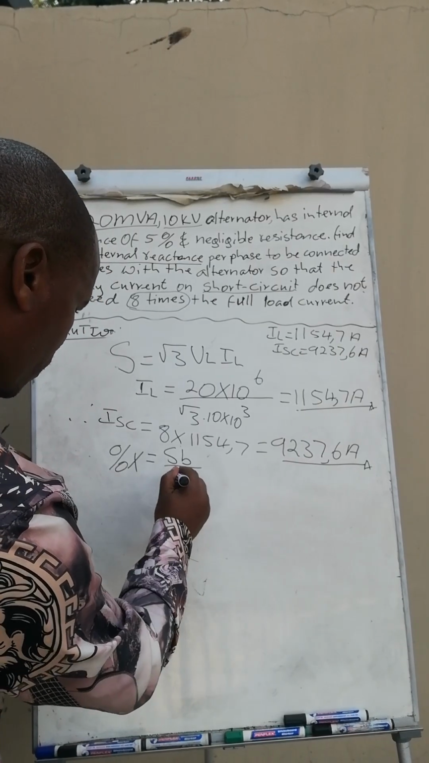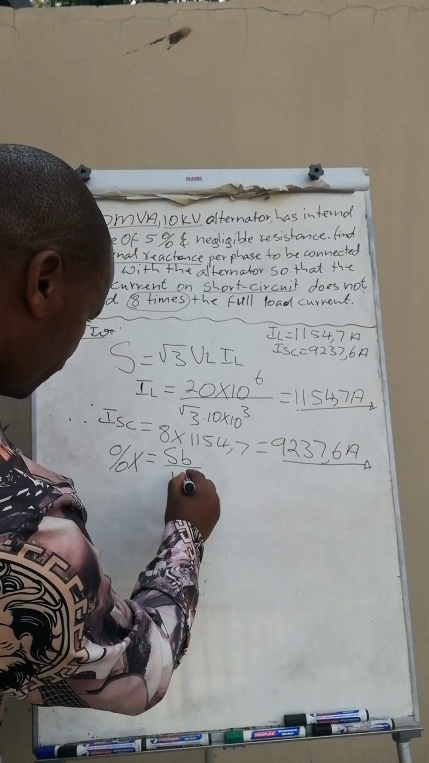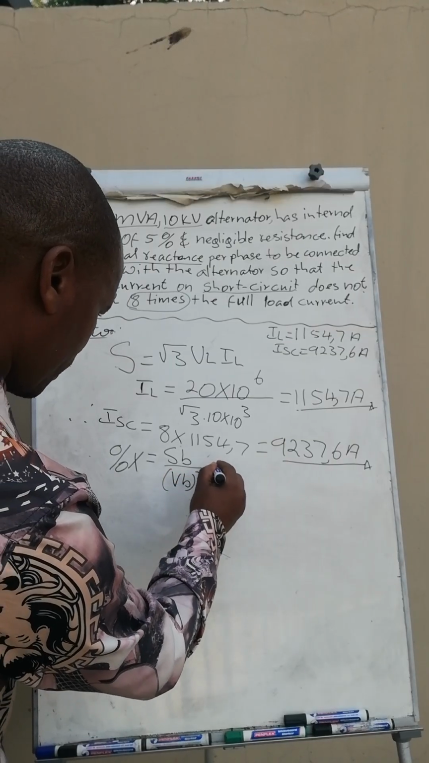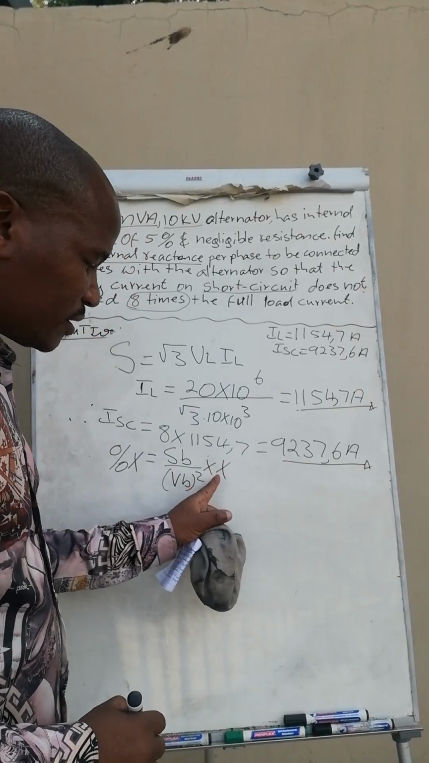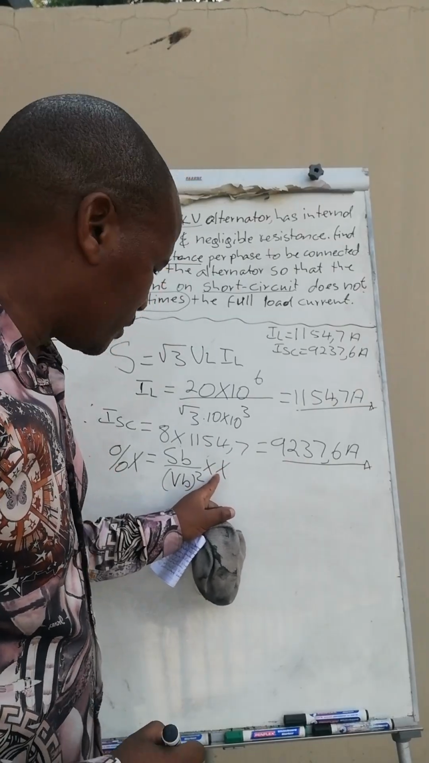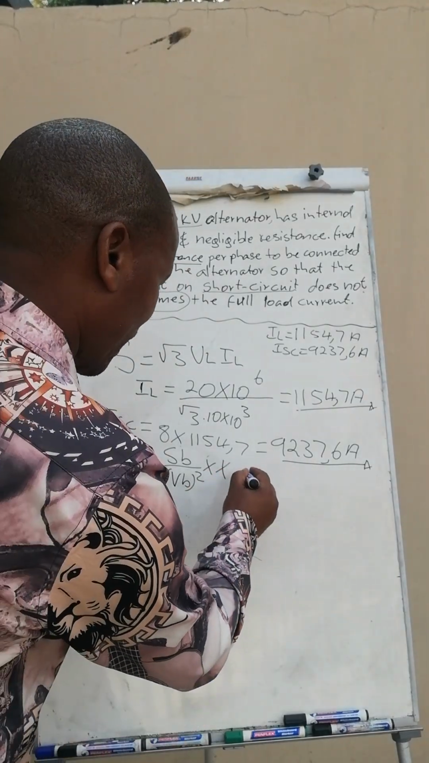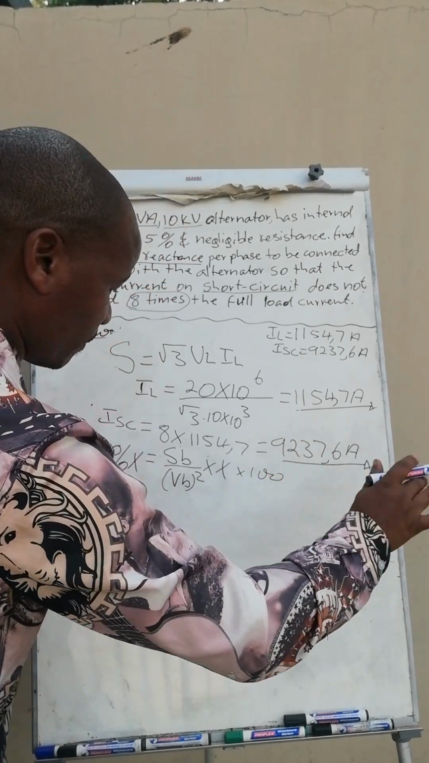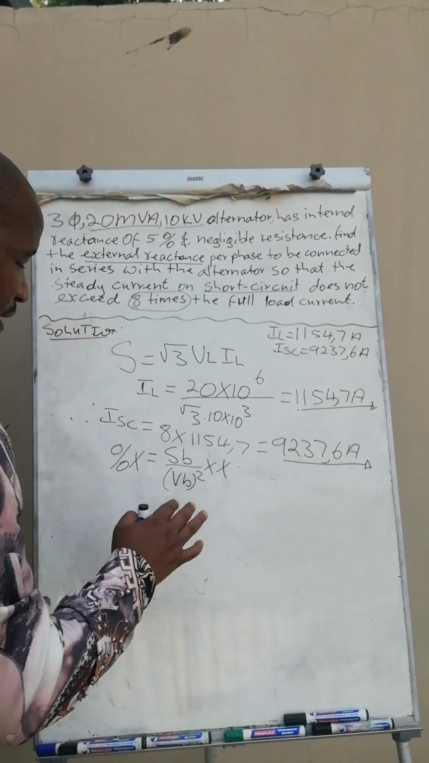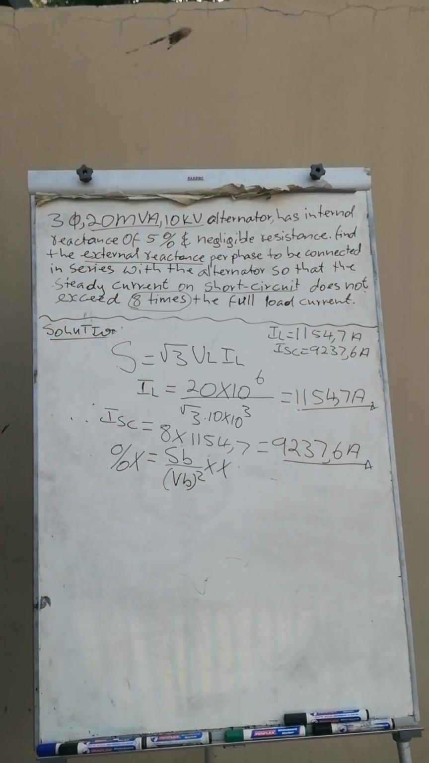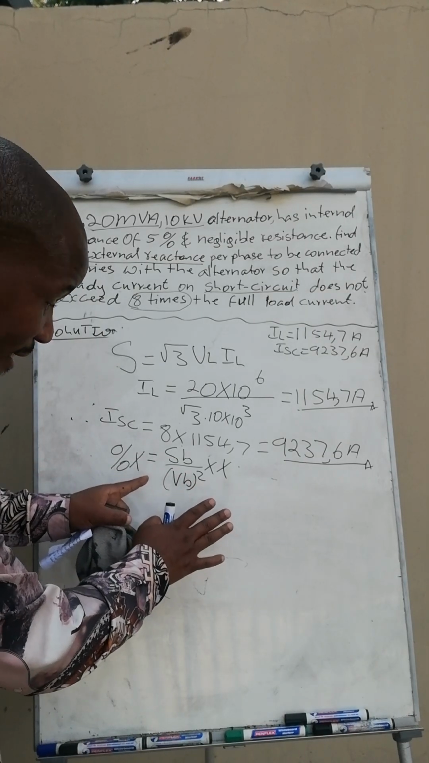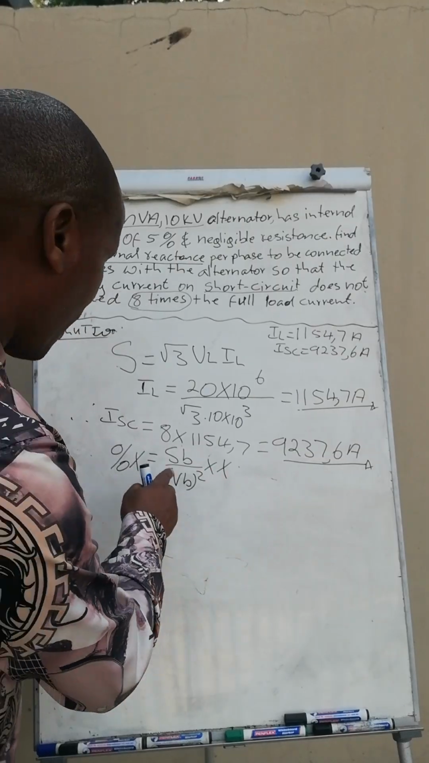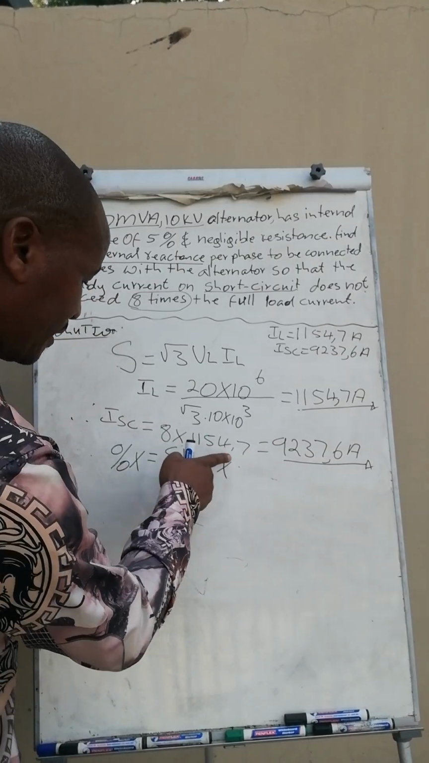Percent X is equal to S base over V base squared multiplied by X, where X is the ohmic value of the reactance, multiplied by 100 percent, of course, but that will come later to make things short. Basically, this is the situation, but this will come later. I just want to show you what's going to happen there.